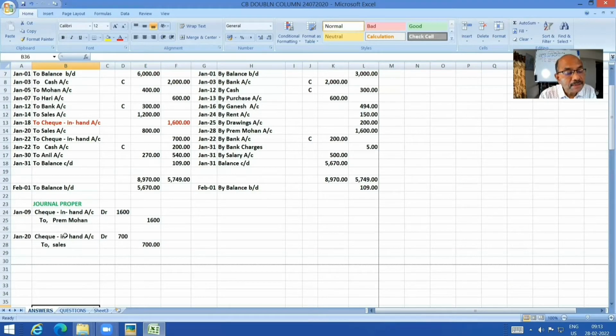And the balance 700, check in hand to sales 700. Okay, fine. Deposit into bank, including Gopal's check 900. Be very careful about it. You have made a deposit into bank. How much? 900. Out of that, how much you had kept under check in hand? 700. Balance is obviously cash only.